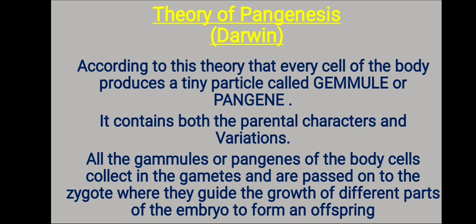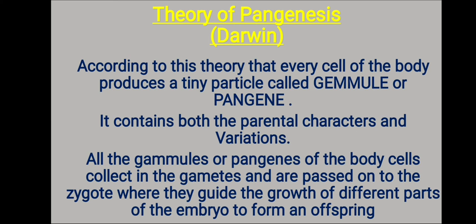All the gemmules or pangenes of the body cells get collected in the gametes, that is the male gamete as well as the female gamete, and are passed on to the zygote. The male gamete and the female gamete fuse with each other during fertilization and result in the formation of the zygote. So these tiny particles, the gemmules or pangenes, finally reach the zygote, and they guide the growth of the different parts of the embryo.